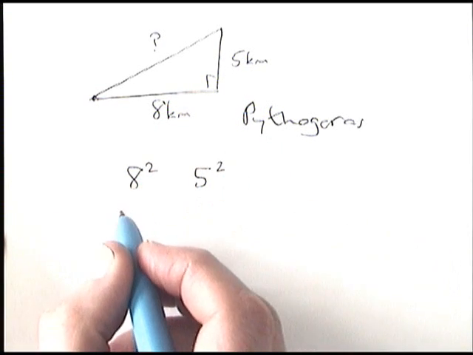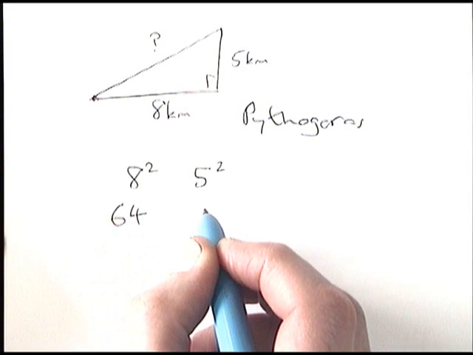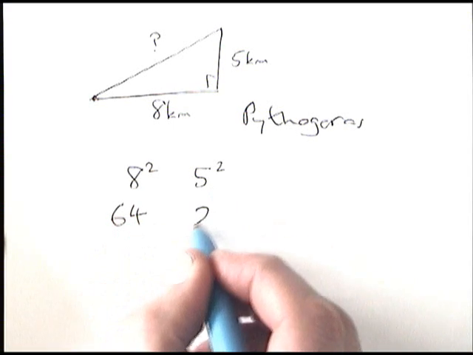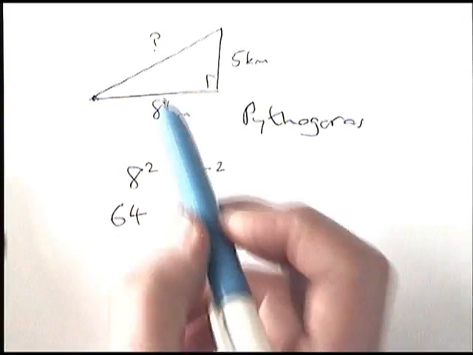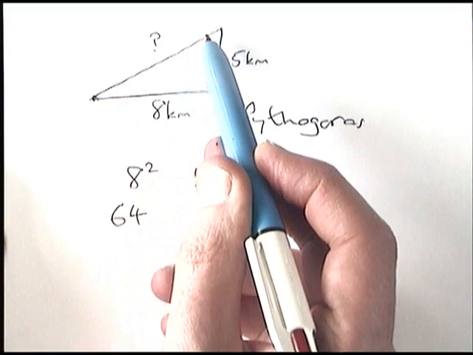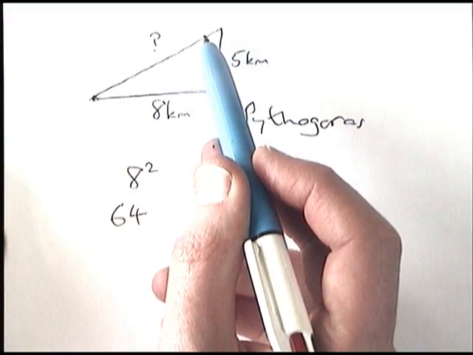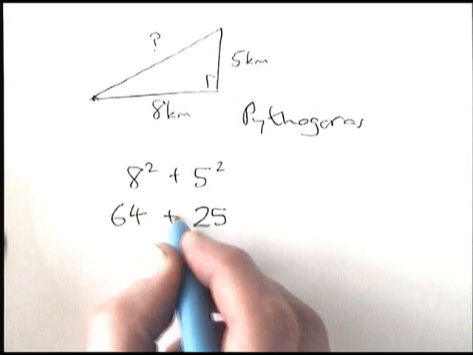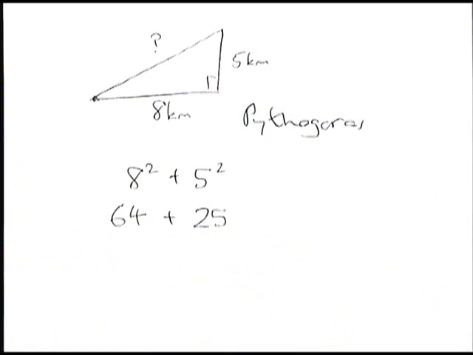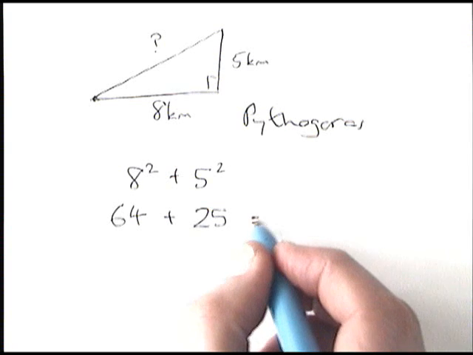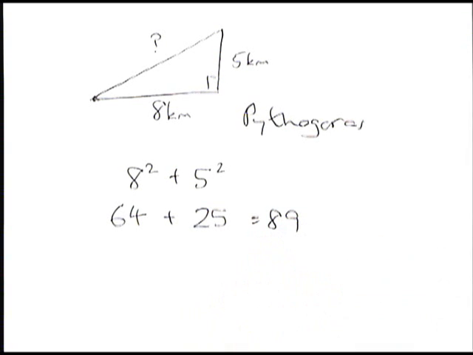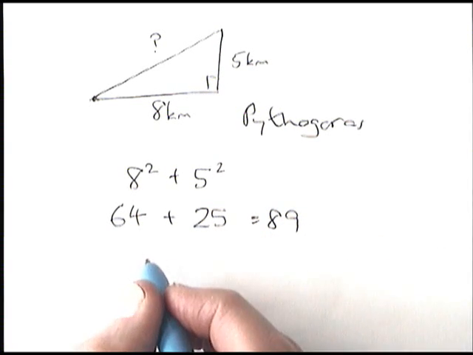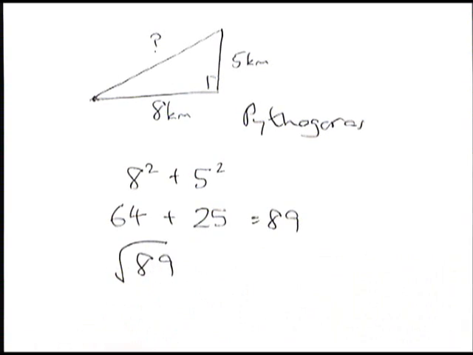8 squared means 8 times 8, that's 64. 5 squared is 5 times 5, that's 25. As we're finding the longest side on the triangle, that's the one that's called the hypotenuse, we add these together. If we add together 64 and 25, we get 89. The final step is square rooting 89.